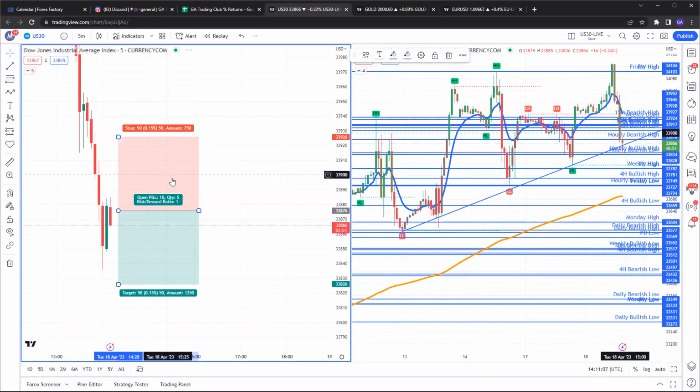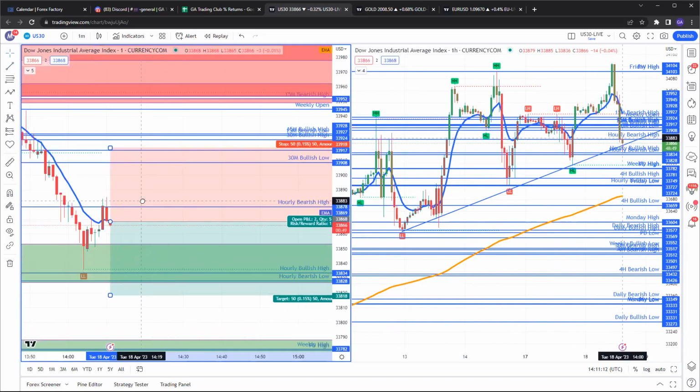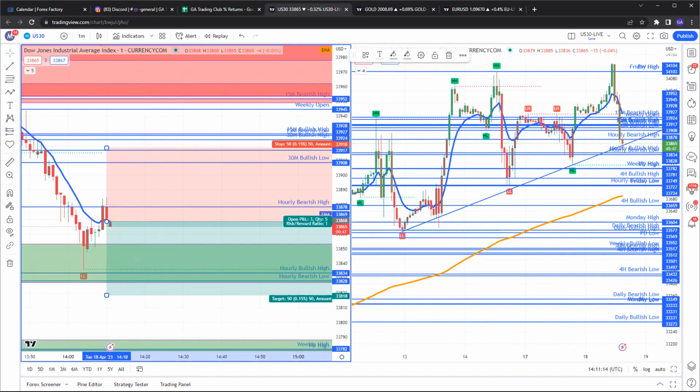So we are still in the 5-minute candle. On the 1 minute, yes, this would be an early entry for a sell. Let me see, I will enter that: 50 pips take profit, 50 pips stop loss.